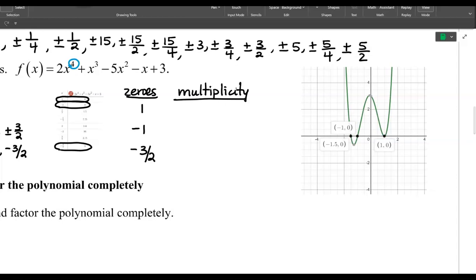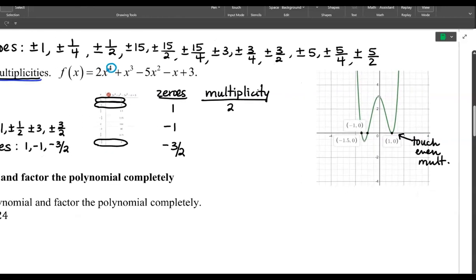So the multiplicity of the zero 1 is 2, and I know that because here it is touching, so I know that it has even multiplicity. And you may wonder, how come it couldn't have multiplicity 4 or 6 or 8? Well, remember, the degree of this polynomial is 4. So all of these total multiplicities have to add up to the degree of 4.